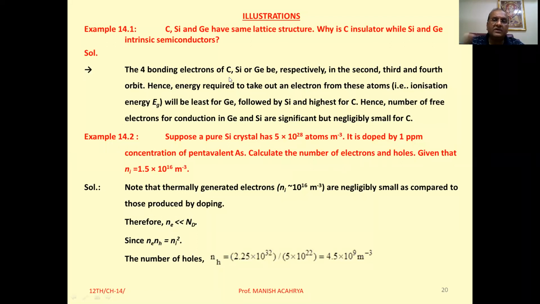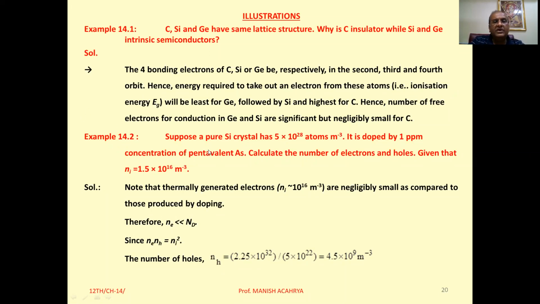Example 14.1. Carbon, silicon and germanium have same lattice structure. Why is carbon an insulator while silicon and germanium are intrinsic semiconductors? Because carbon has a band gap energy that is large compared to silicon and germanium. For all these, the 4 valence electrons are in the second, third and fourth orbit respectively. So in carbon, these valence electrons are strongly bound, therefore it behaves as an insulator, while silicon and germanium behave as semiconductors.